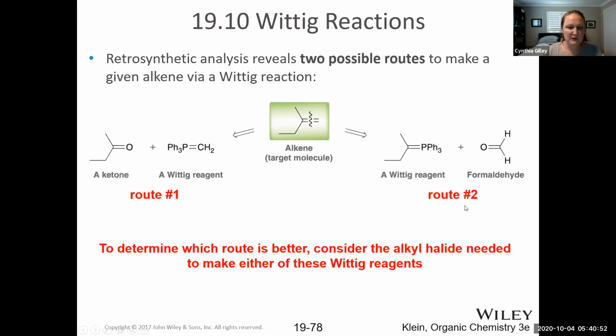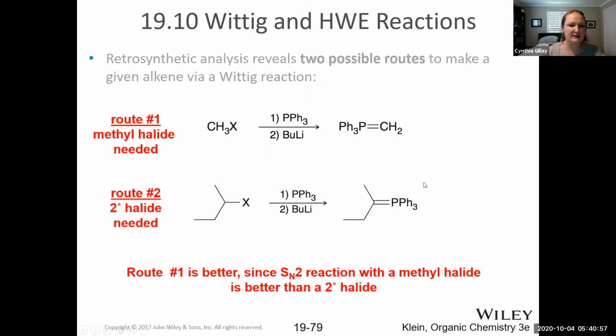So let's consider which route is better by thinking about how we actually access the Wittig reagent in the first place. The Wittig reagent, again, is made through that 2-step process where we take an alkyl halide, treat it with triphenylphosphine to form the phosphonium salt, and N-butyllithium to deprotonate it to form the Wittig reagent. And remember that I said that less hindered alkyl halides are ideal because the first step utilizes an SN2 reaction. So this is a much better route because methyl halide is much better than a secondary alkyl halide, right?